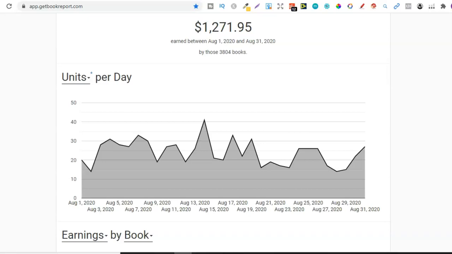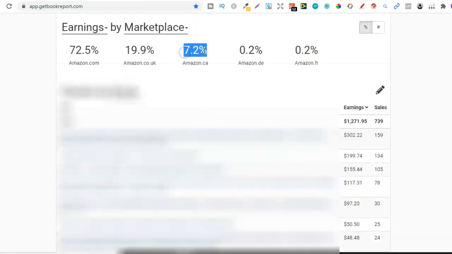Now if we scroll down to here, we can see my earnings by book, and then if we go a little bit further, we can see that 75% of my royalties came from Amazon.com, almost 20% here in the UK. Canada is starting to slowly creep up, and I sold 7.2%, and then the other marketplaces as well.